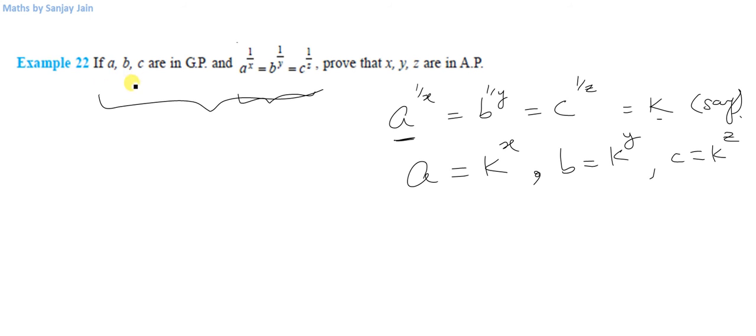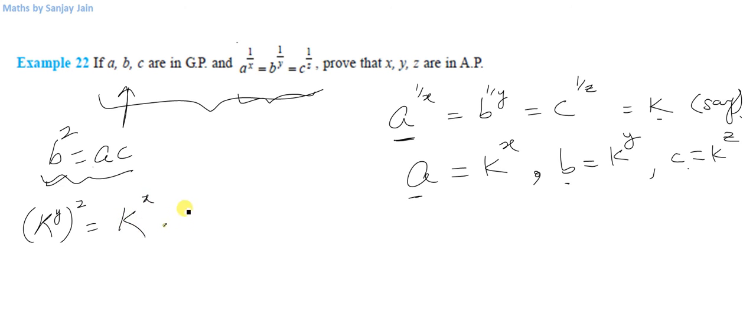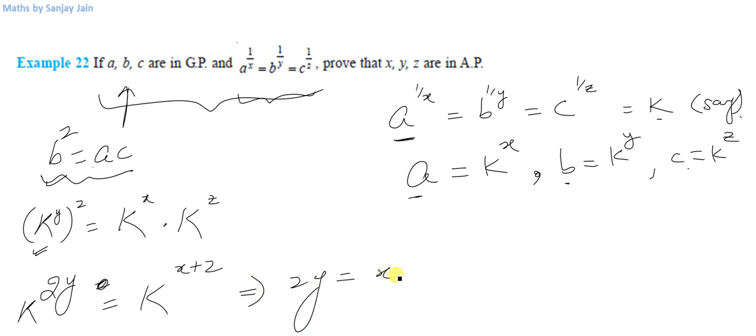And the other information given in the question is that A, B, C are in GP. That means B squared is equal to AC. This is what is given in the question. So I will put values of B, A and C in terms of K here. B is K raised to power Y. K raised to power Y, squared, is equal to K raised to power X into K raised to power Z. And here I will write 2Y is equal to this. These powers will get added up. What I mean to say is K raised to power 2Y is equal to K raised to power X plus Z. That means 2Y is equal to X plus Z.